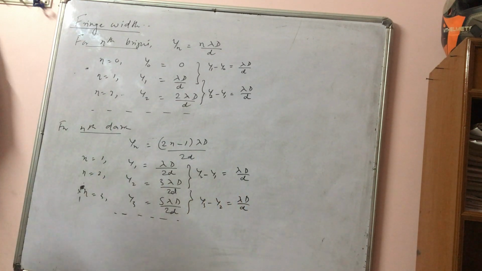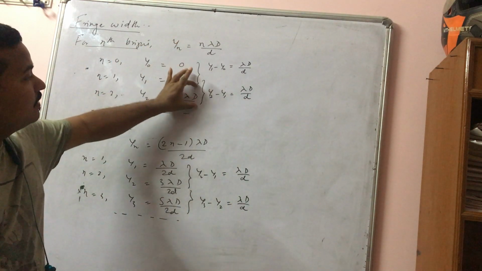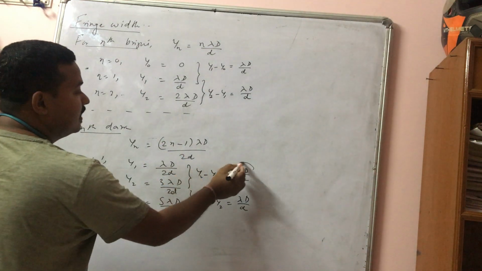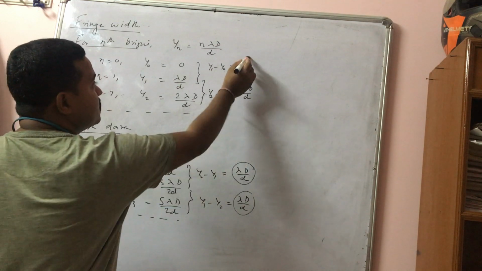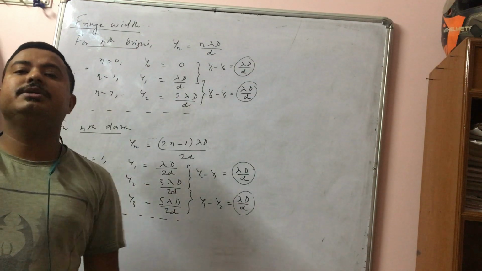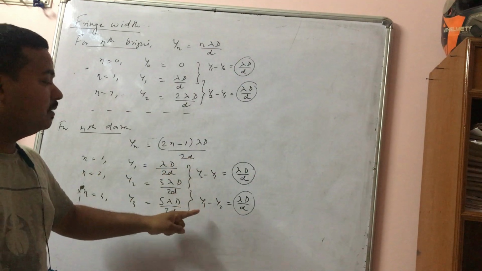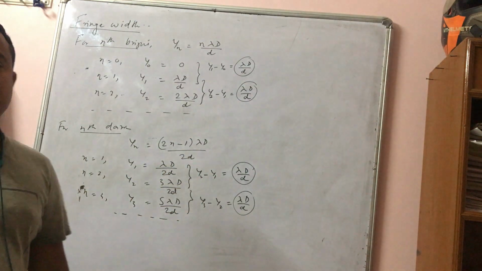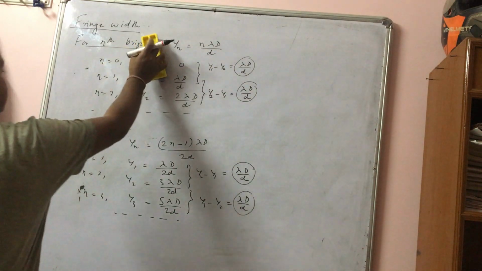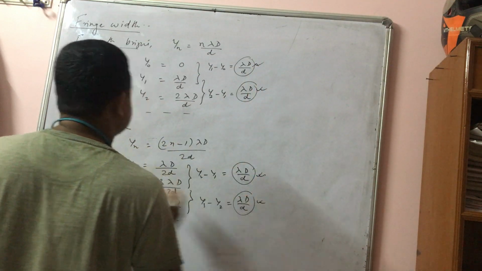So you can say that the separation between any two consecutive bright or any two consecutive dark fringes always remains constant, and that value is lambda D by d. This is called the fringe width. That is the separation between any two consecutive bright or any two consecutive dark fringes, which always remains constant, and that is called fringe width. So this you have to remember. This is the formula of fringe width, that is lambda D by d.